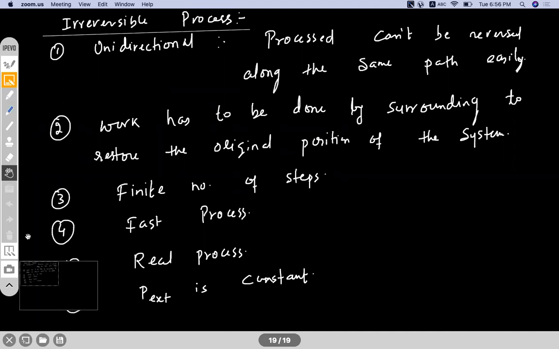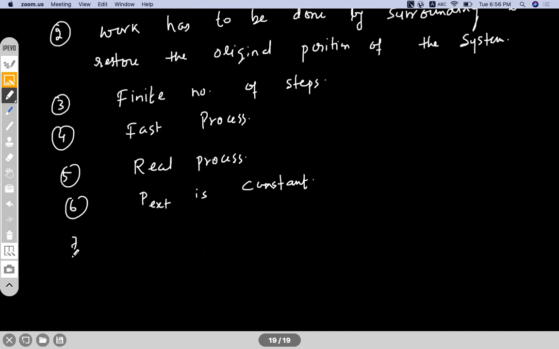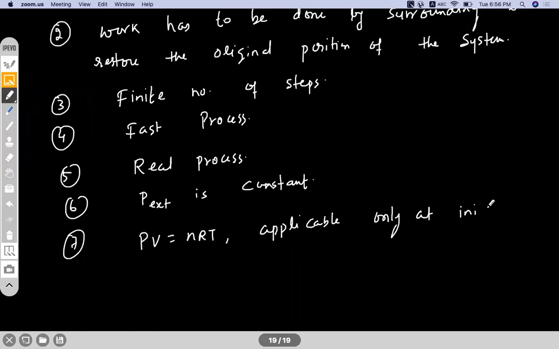Right? PV equals nRT is applicable only at initial and final step. Initial and final step. PV equals nRT applicable. Copy this down.